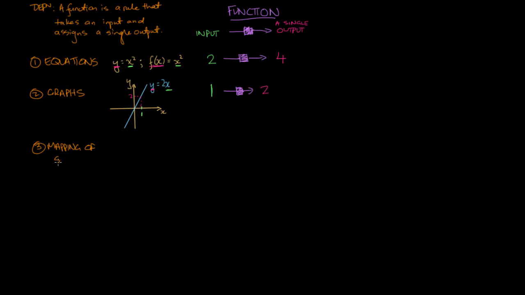So you might encounter a particular function rule which looks something like this. You might get a number of pairs. So for instance, imagine that you have 3 pairs.